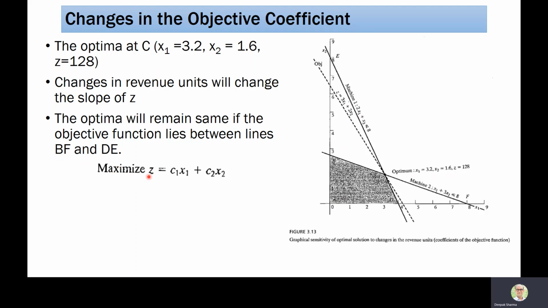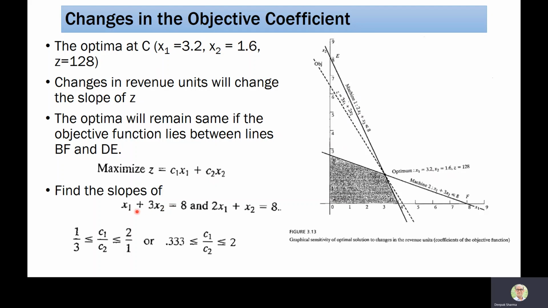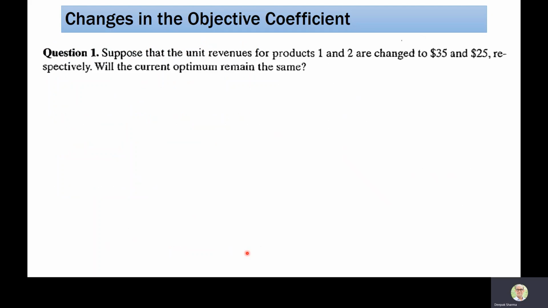Let us assume that we want to maximize and we have changed the coefficients, so C1 X1 plus C2 X2, where C1 and C2 are the objective coefficients. We can find the slope. Here we have two constraint equations, so we can write 1 by 3 smaller than or equal to C1 by C2. This is the slope of the objective function, and this is the slope of machine 2. By simplifying it, I can get the values of C1 and C2. So this gives me a range on the values.